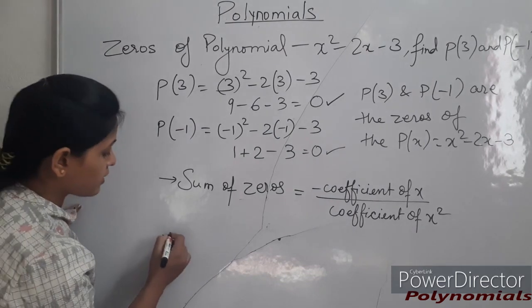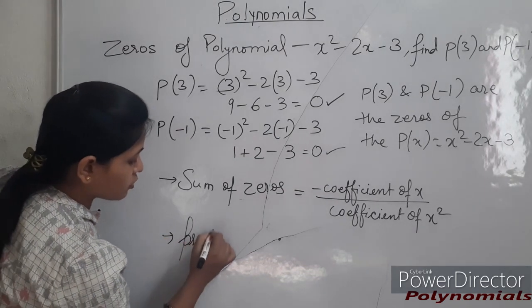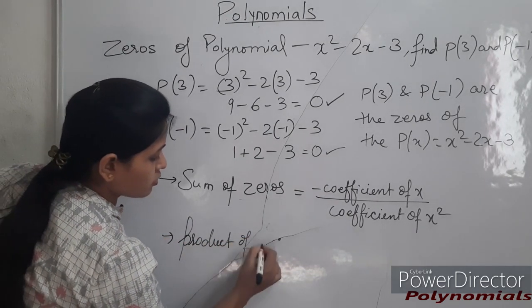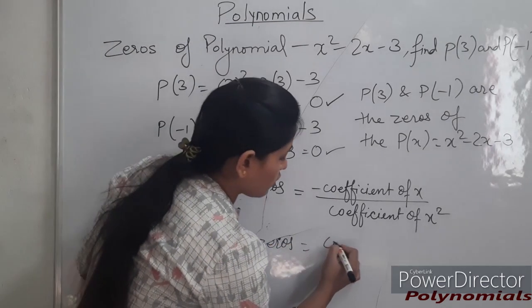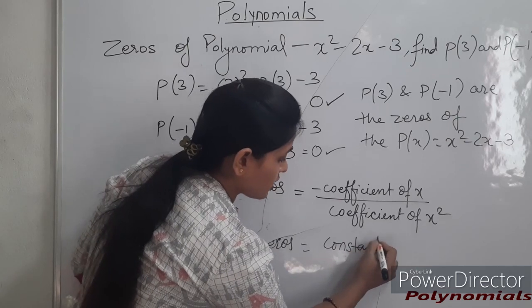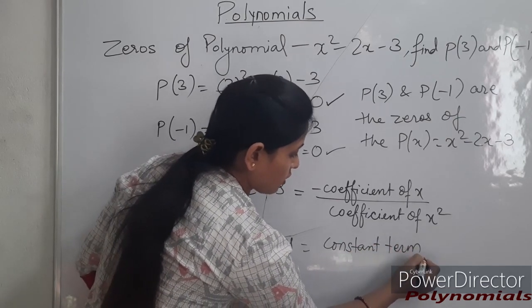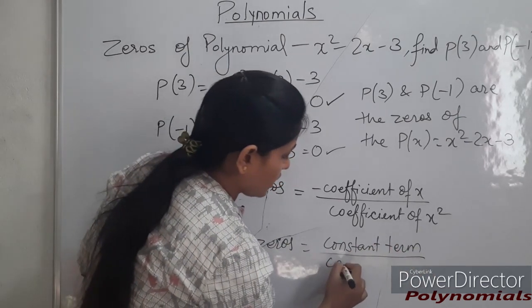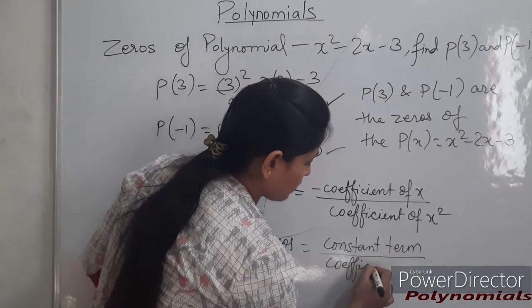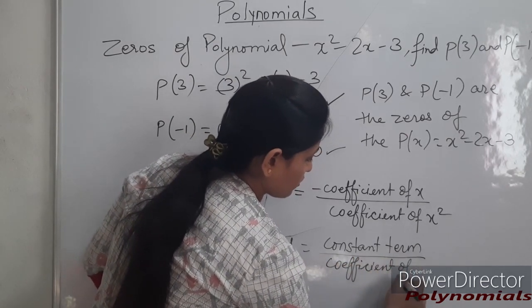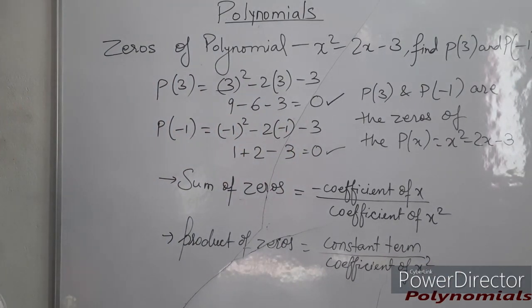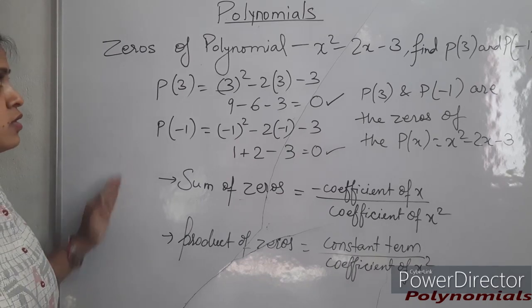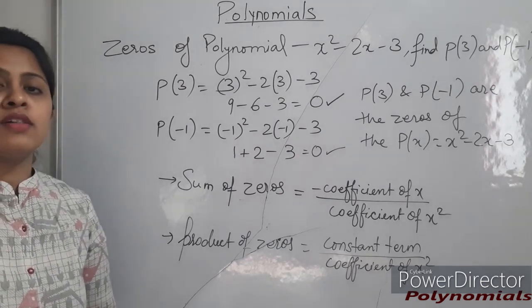And likewise, the second conclusion is the product of zeros. The product of zeros should be equal to the constant term, whatever constant term is given in your equation, divided by the coefficient of x square. So it should be equal to that. In this way we solve the questions.